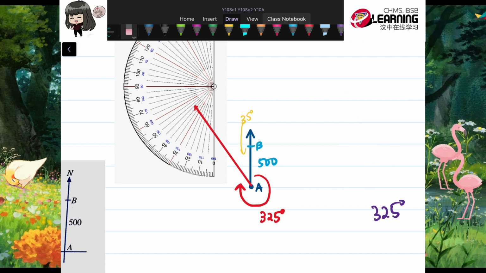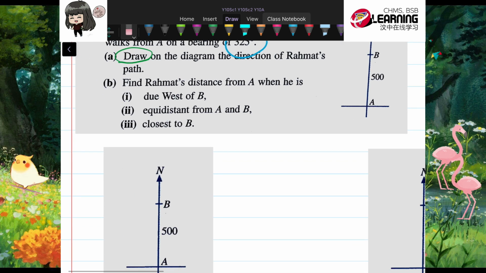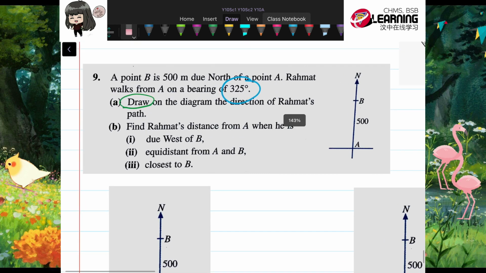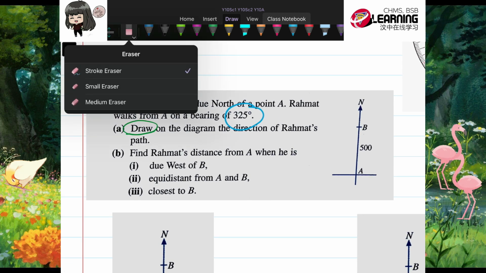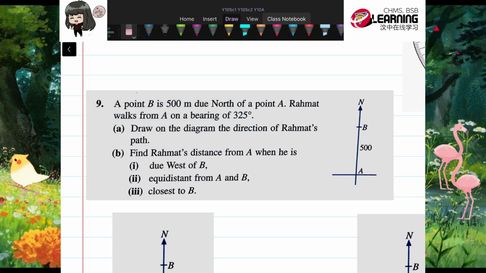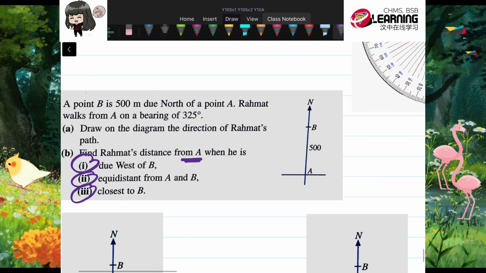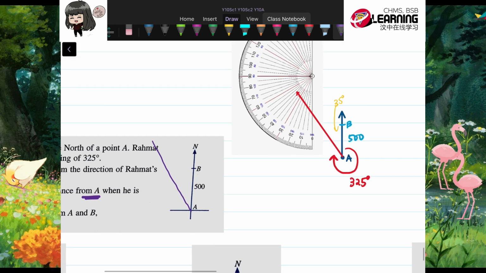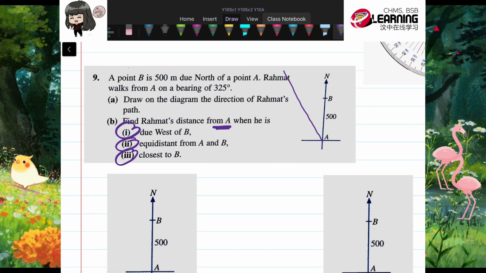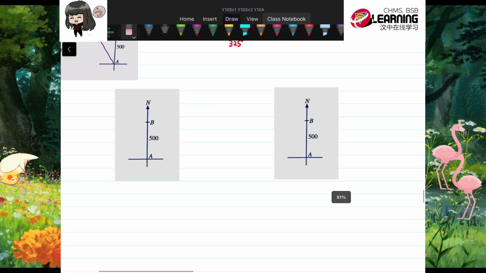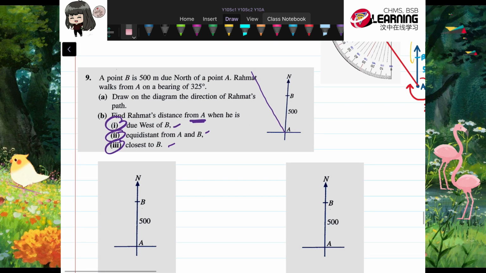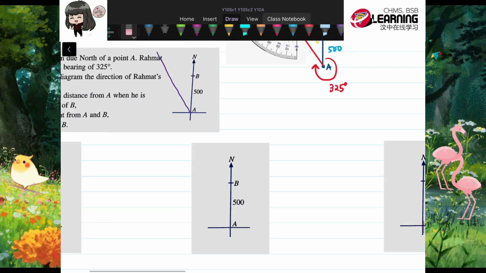So let's look at part B. Find Rama's distance from A when he is due west of B. You see there are 3 possibilities here. Find Rama's distance from A. We know that it's from A. Rama is walking all the way like that, right? From the diagram you can see he walks all the way from A, so you need to find 3 distances here. I have my 3 diagrams here to show it out because I don't want to draw everything in one diagram. If I draw everything in one diagram, it's very messy. So I break it into 3 parts, part 1, 2, 3.